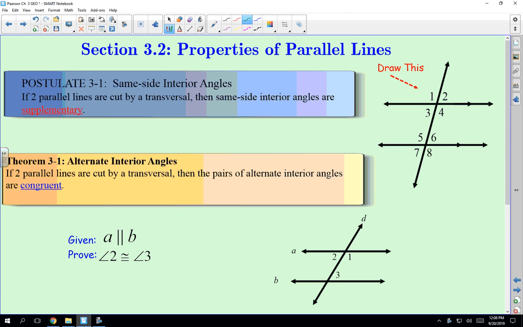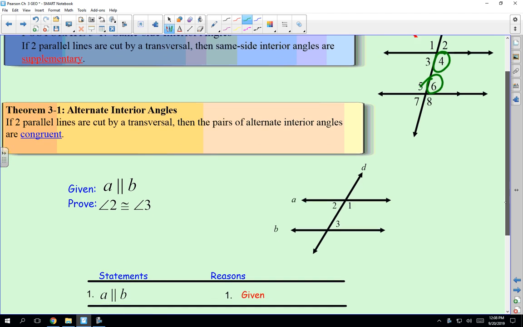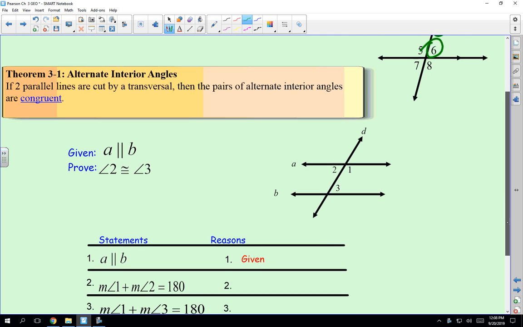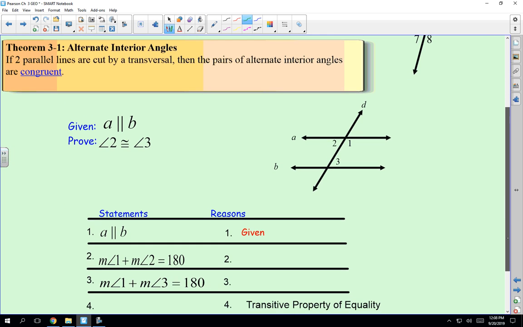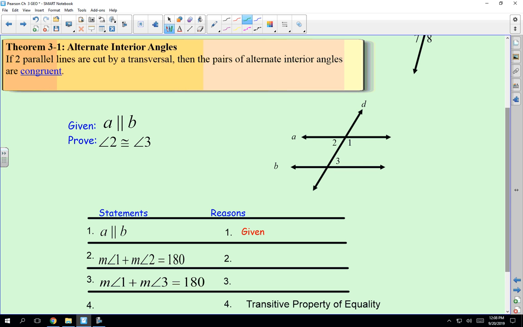So when we take all that we learned, all those 4 different angle types, and we place them onto 2 parallel lines cut by a transversal, these are postulates or theorems that are true. So same side interior angles like these, 4 and 6, we would say they add up to 180. They are supplementary. And then if we move on to alternate interior angles, if we have 2 lines that are parallel, cut by a transversal, then the alternate interior angles are actually congruent.